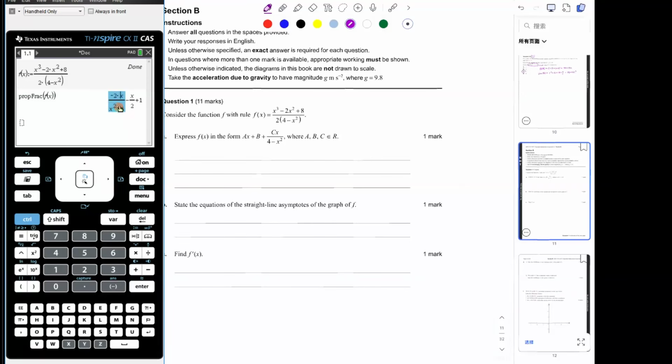And notice this form here is not exactly the same as this one, so I'll write that as 2x over 4 minus x squared. And the equation of the straight line asymptotes will be x equals plus or minus 2, and also y equals this linear function. And then we can find the derivative. Okay, so that's pretty much the first part.